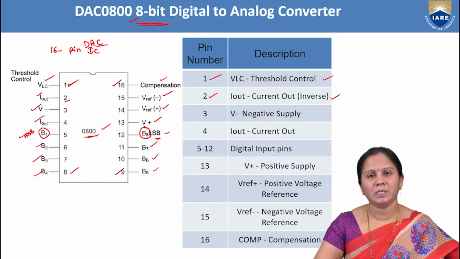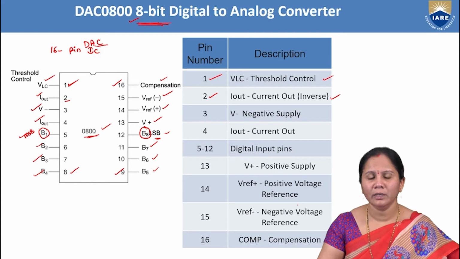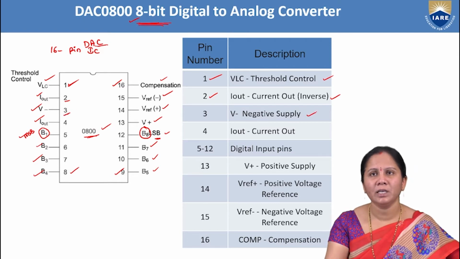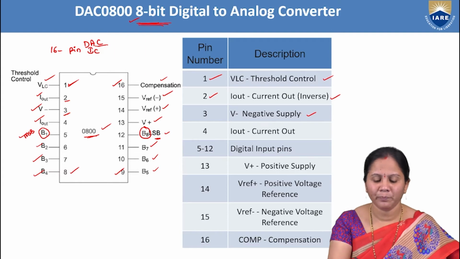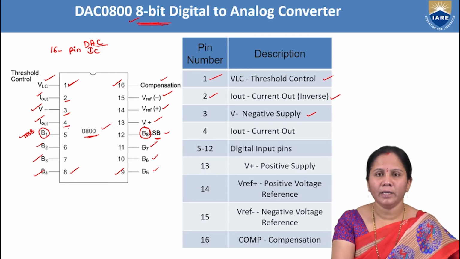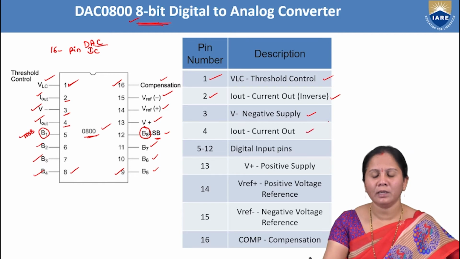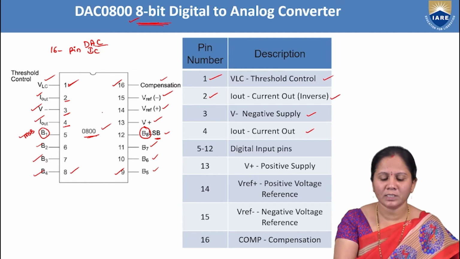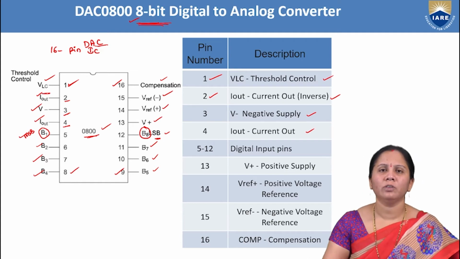The analog output will generally be in the form of current only, but it is not possible for us to measure it in the form of current. Later in the circuit, this current output should be converted into voltage and represented as an output. Pin number 3 is V minus, a negative voltage, and this is I out bar, which represents another current output. I out inverse is the second pin, and there will be a bar indicated on the top.